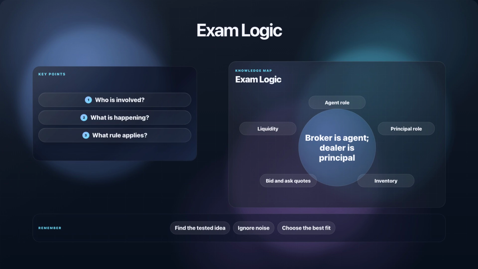Who is involved? What is happening? What concept is being tested? And which answer best fits that concept? This approach keeps you from chasing every extra detail in the stem.